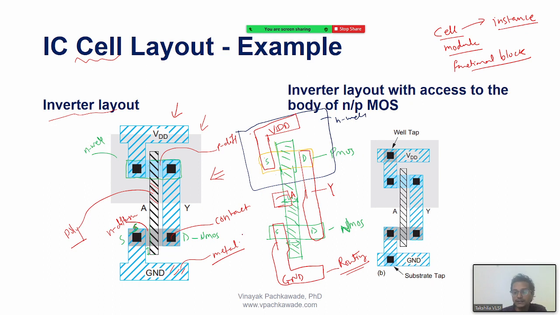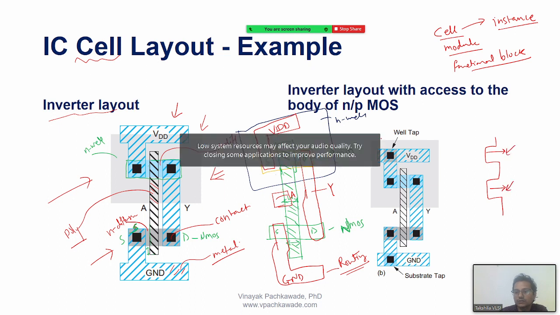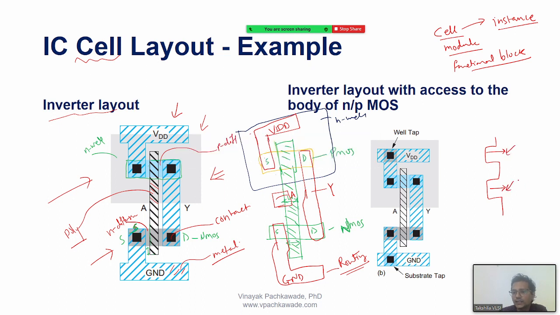What about the body of the transistors? I have a body of N well, but I need to have access. I want to reach out to that, right? I cannot keep it floating. Why? Because if the bodies of these two transistors are kept floating, they are high impedance nodes. Any voltage can come here that can interfere with the operation of this.